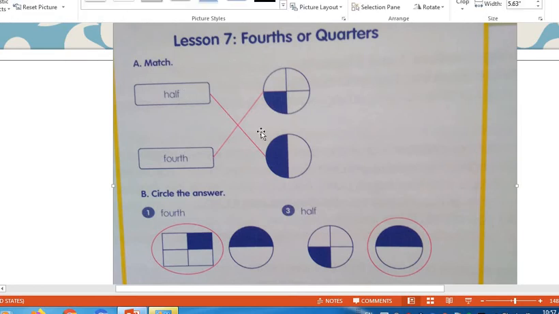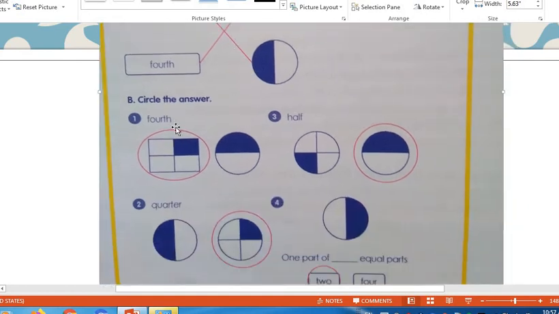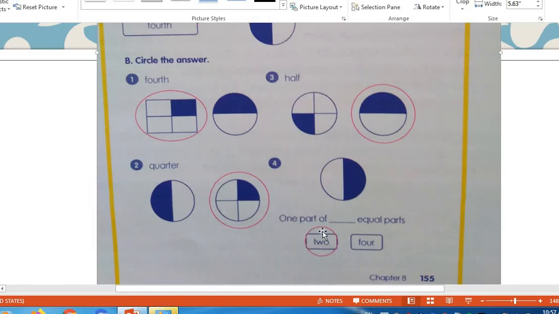I have this is half and this is quarter. Circle the answer, fourth. Where is fourth here? This one, fourth, 1 out of 4 parts. I have here half, this is half. And here quarter, 1 out of 4. Half, yes, 1 part of 2 equal parts.